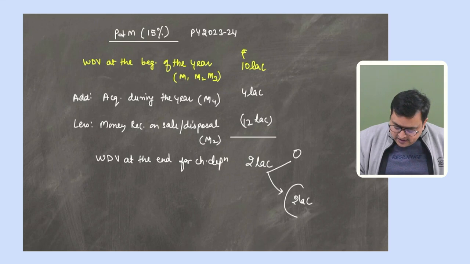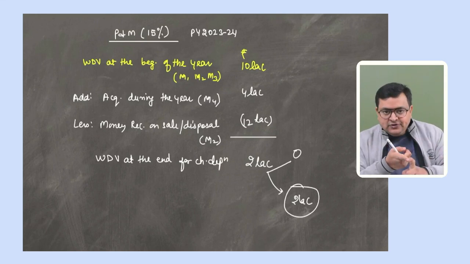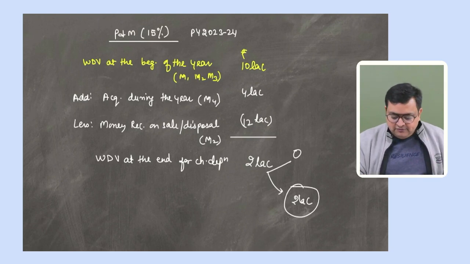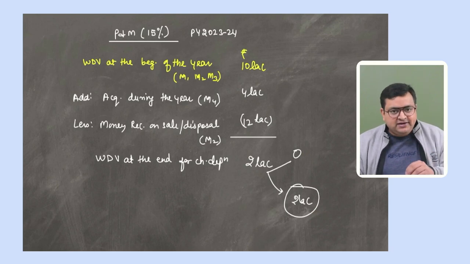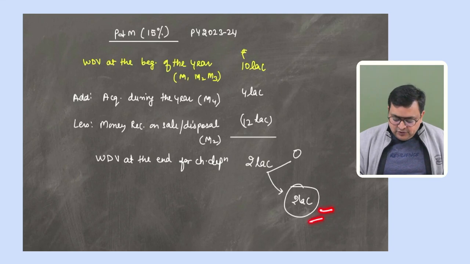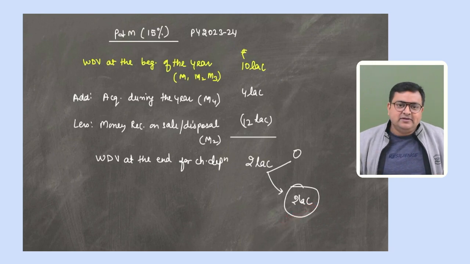Again, on this 2 lakh, is it a new asset? The answer is yes. Is it being used during the year? If the answer is no, then there would be no depreciation, and on zero, obviously, there would be zero depreciation. If it is used for less than 180 days, and it is used in the same year when it is acquired, you will charge half depreciation on 2 lakh. If it is used for 180 days or more, you will charge full depreciation.